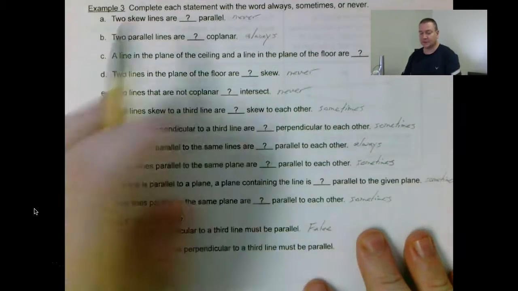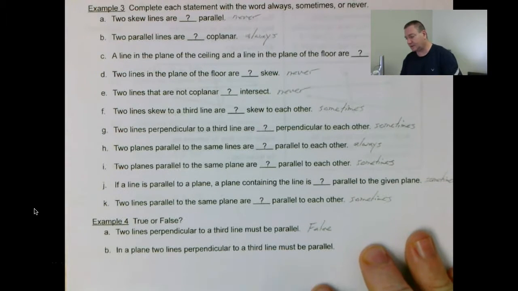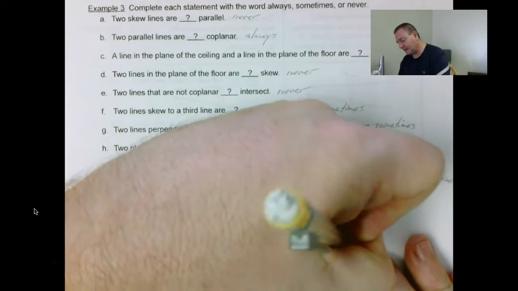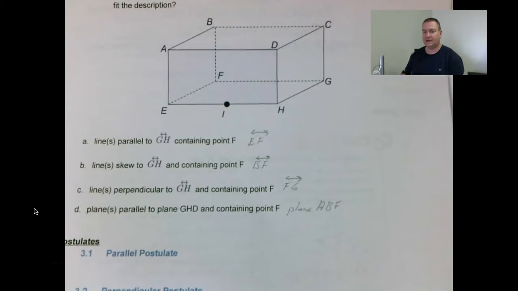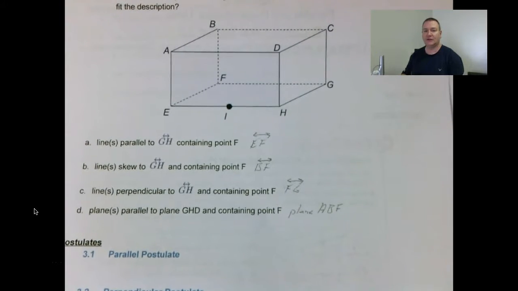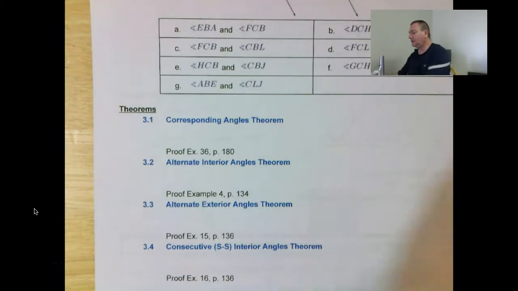It's a similar question that was asked up here. In a plane, so now we have in a plane, two lines perpendicular to the third line must be parallel. I just showed you that example. That is true. I used DH, CG, and GH as an example. That was example 4. Example 5.